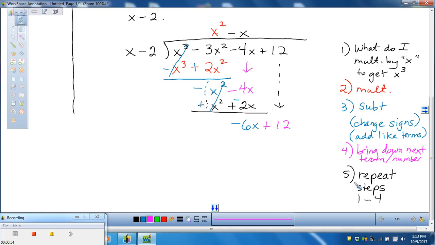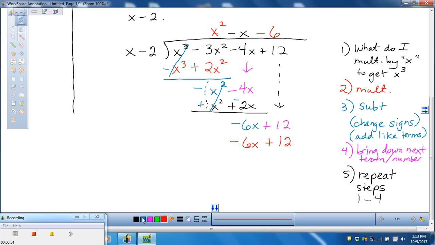And now I'm on step 5, which says repeat those steps again. So going back to step 1, what do I multiply by x to get negative 6x? We need a negative 6 times x, so I need a minus 6 when I multiply by x to give me a negative 6x. So that works. A negative 6 times a negative 2 gives me a positive 12.